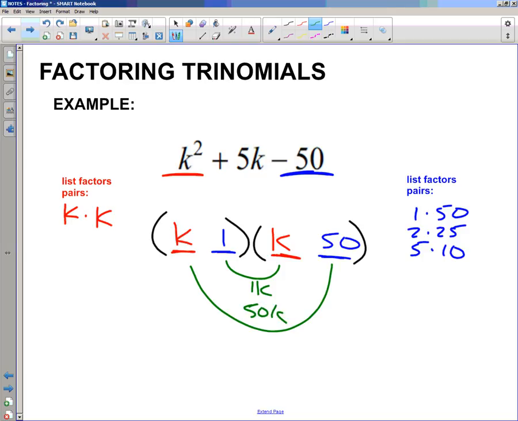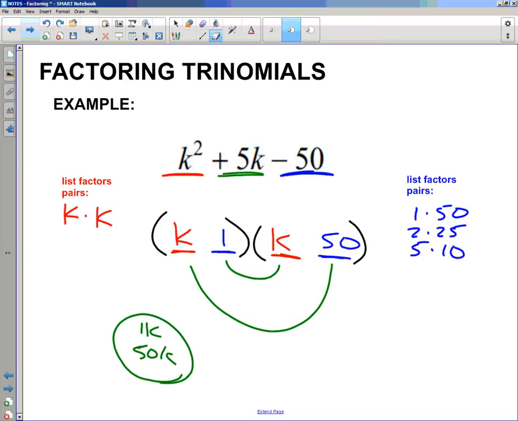And what we need to do is ask ourselves, can we combine a 1k and a 50k in any way using positives and negatives to make it into a positive 5k? For example, I could put positives on both of them and get 51k, or negatives on both of them and get negative 51k, or a positive on one and a negative on the other and get 49k, or negative 49k. But there is no way that I can put positives and negatives on a 1k and a 50k to get 5k, which means those are not correct.